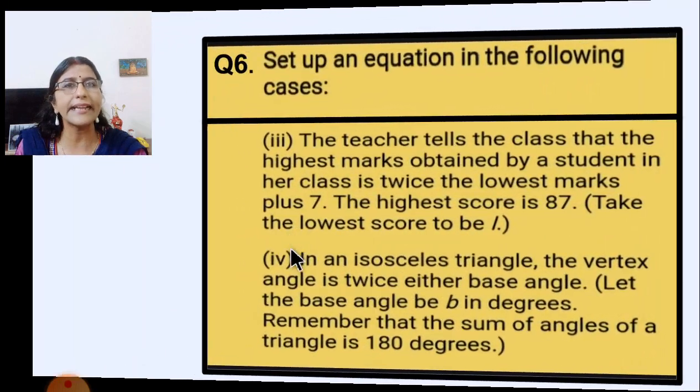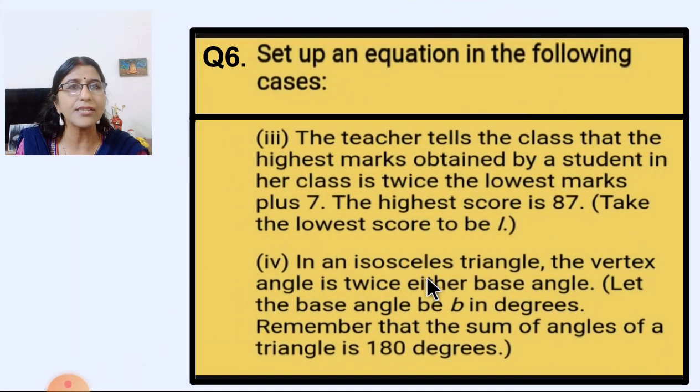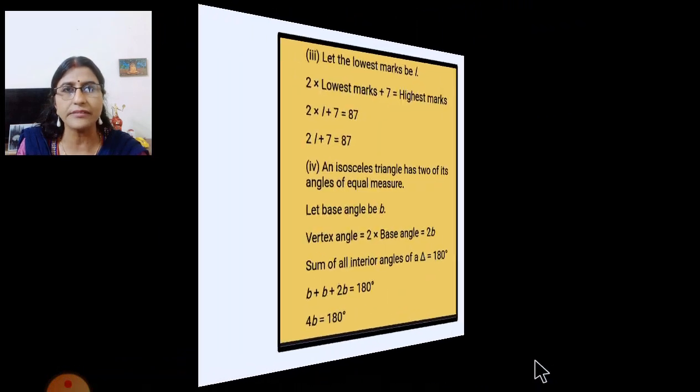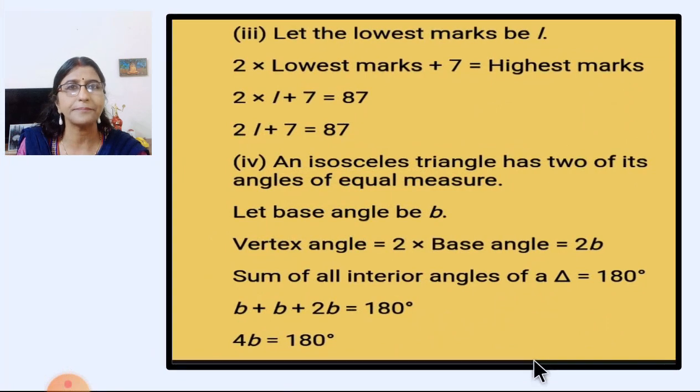Now let us see the next question. In an isosceles triangle, the vertex angle is twice either base angle. And they have given you a clue: let the base angle be B in degrees. You have to take the base angle as B. Remember that the sum of the angles of a triangle is 180 degrees. This we have learnt in triangle and its properties. So let us see how to set up an equation.